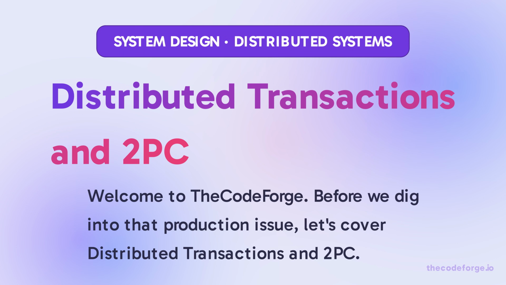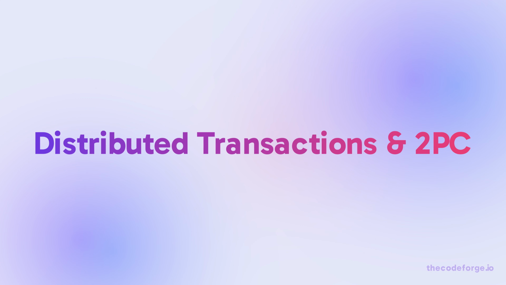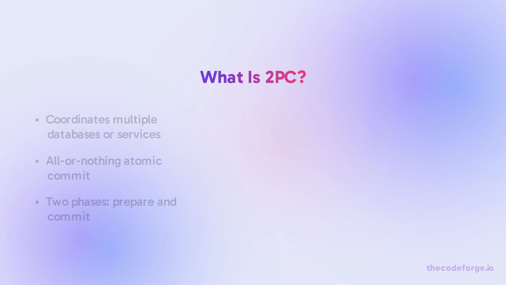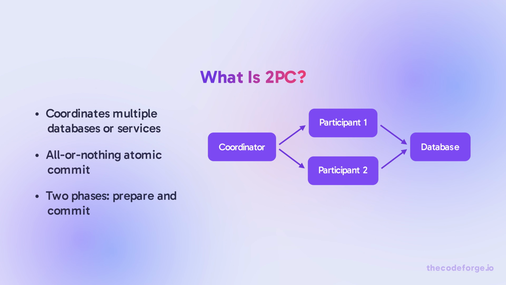Before we dig into that production issue, let's cover distributed transactions and 2PC. Welcome to this deep dive into distributed transactions and the two-phase commit protocol. By the end, you'll understand how 2PC works, where it fails, and how to debug it in production. A distributed transaction coordinates multiple systems to commit or roll back as one atomic unit. Two-phase commit, or 2PC, ensures all participants agree on the outcome, preventing partial updates.